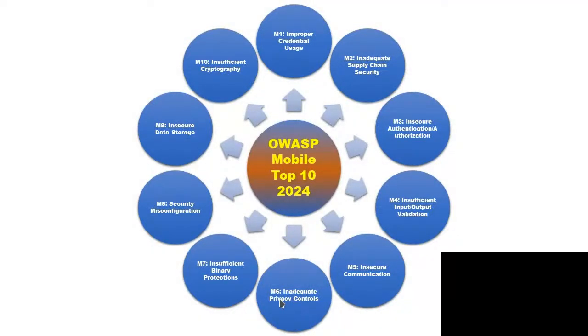We have inadequate privacy control. This is when an application is asking for too many permissions while you're trying to install it. For example, you are trying to download a dictionary application, and it is requesting for your contact list.